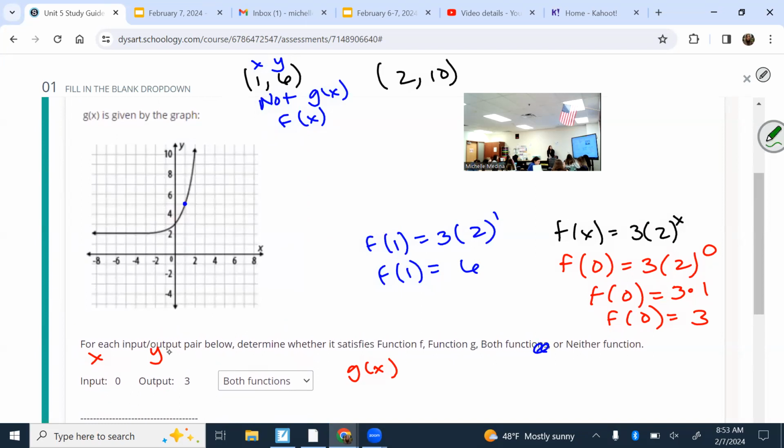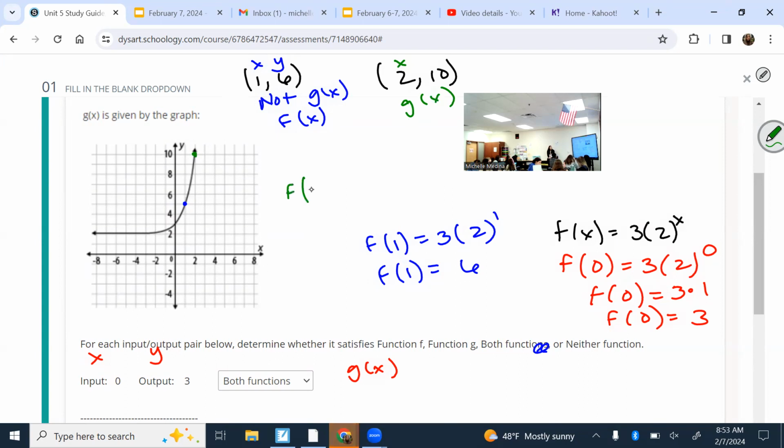Okay. Last one that we're checking is when X is 2. So find where X is 2. See if that touches the line at the Y value of 10. Does it? So it works for G of X. See if it works for F of X.